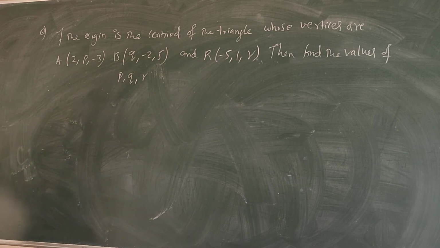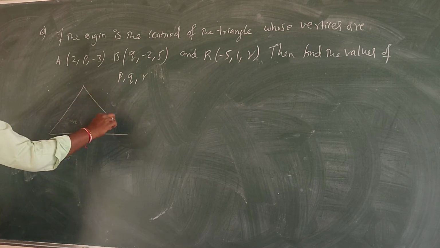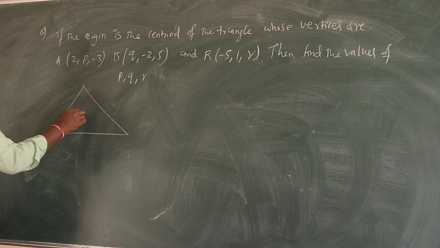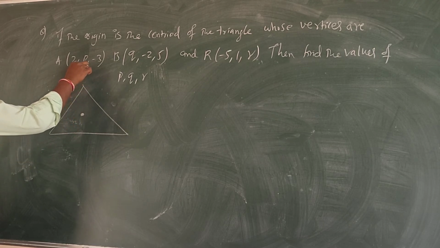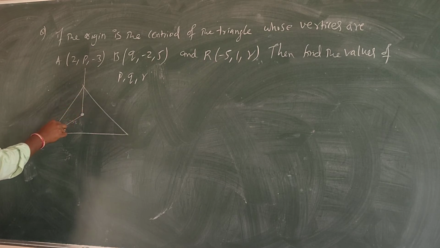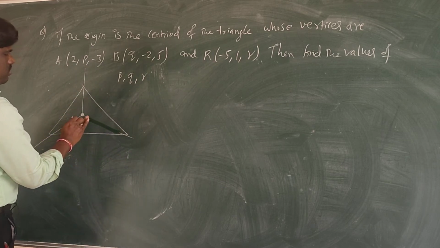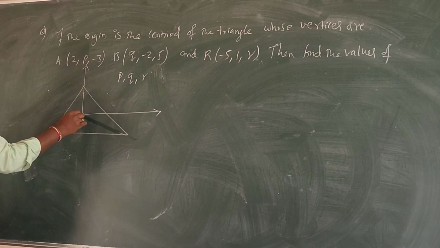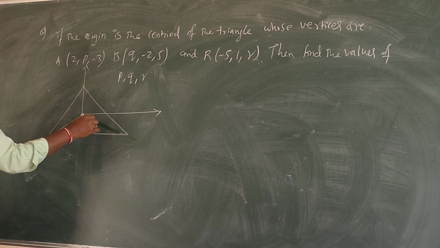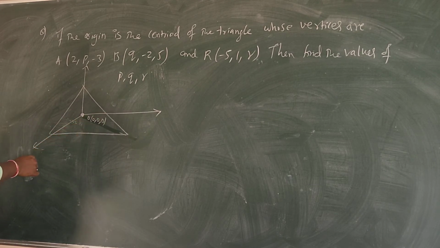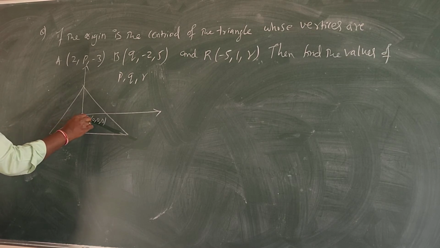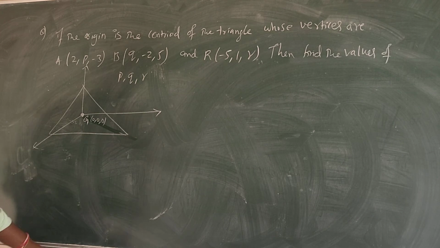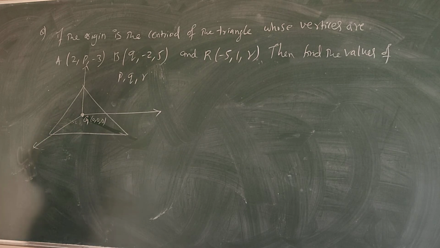If the origin is the centroid of the triangle, a triangle is there whose centroid is the origin. Centroid is origin means, just think of it as 3-dimensional, the center is 0, 0, 0. So he is saying that the origin is the centroid, meaning 0, 0, 0 is the centroid.